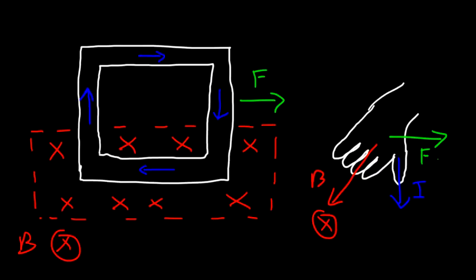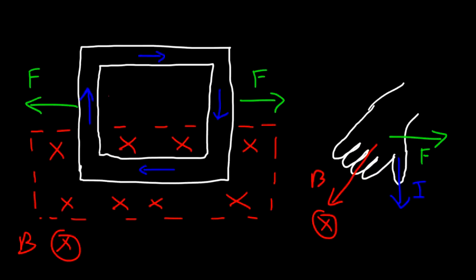Now, for the other side, the left side, everything is the same except the current. Because the current is in the opposite direction, the force has to be in the opposite direction. Now, these two forces are equal in magnitude, and because they're opposite in direction, they will cancel out. So the loop is not going to move towards the left or towards the right. These forces balance each other out.